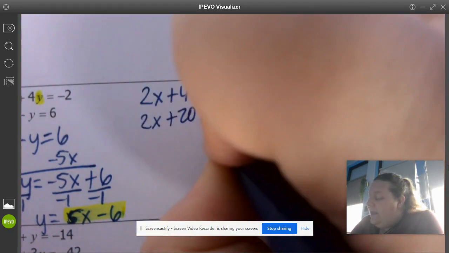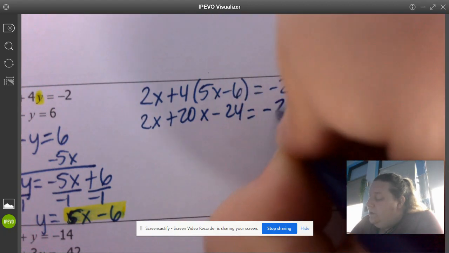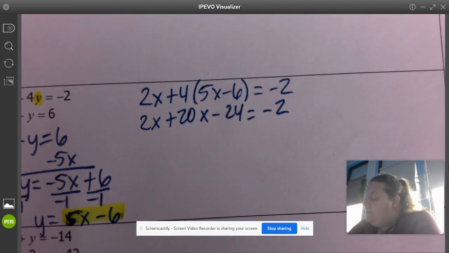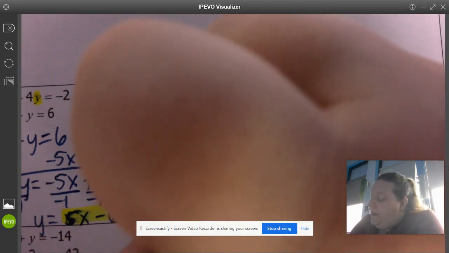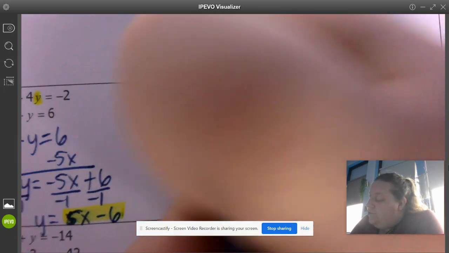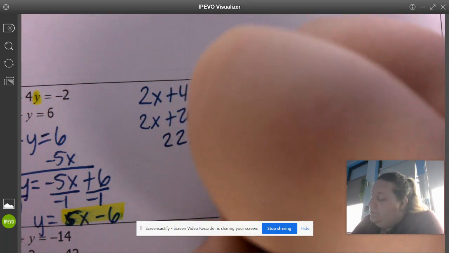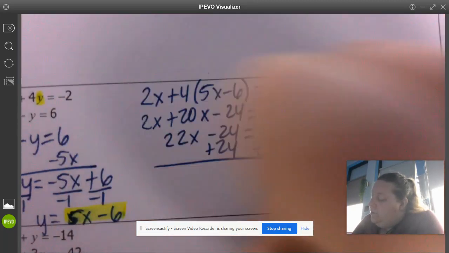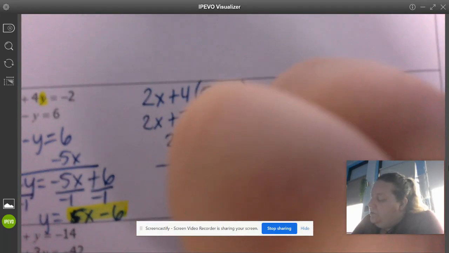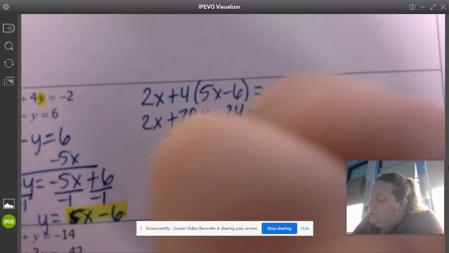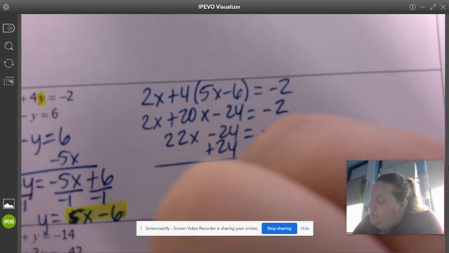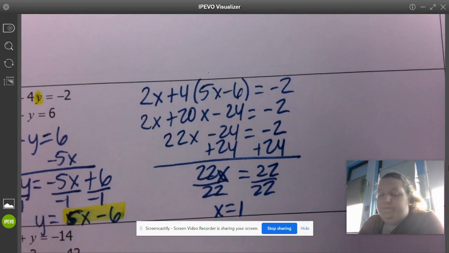So I get 20x minus 24 plus the 2x equals negative 2. Combining like terms tells me I have 22x minus 24 equals negative 2. Add 24 to both sides. 22x equals 22. Divide by 22, x equals 1.